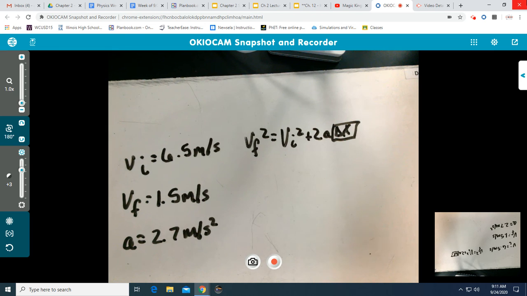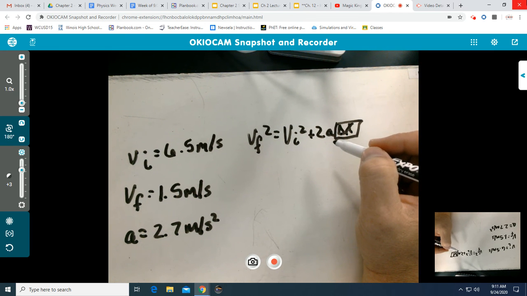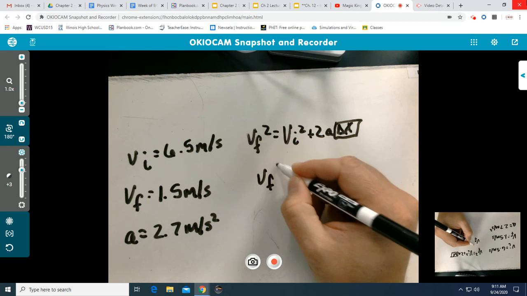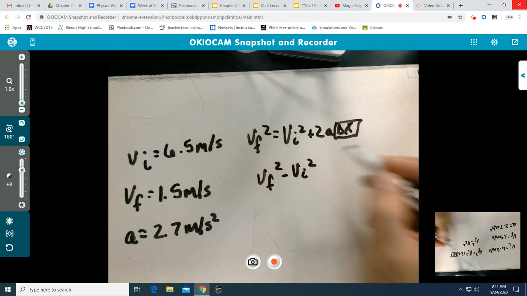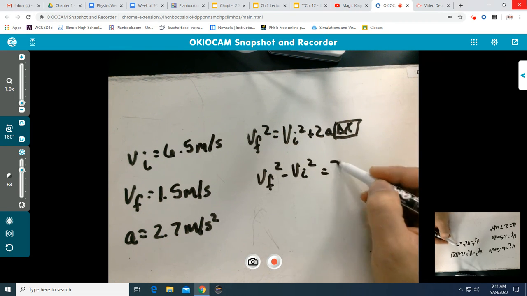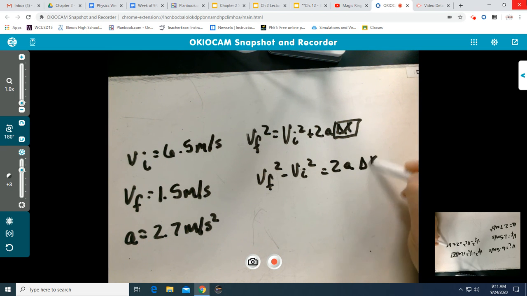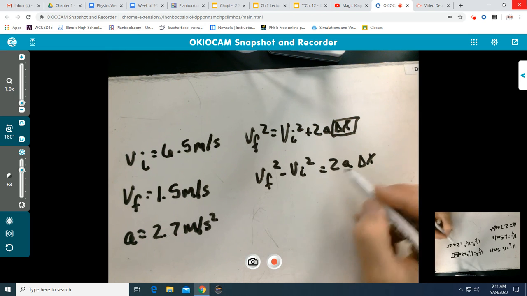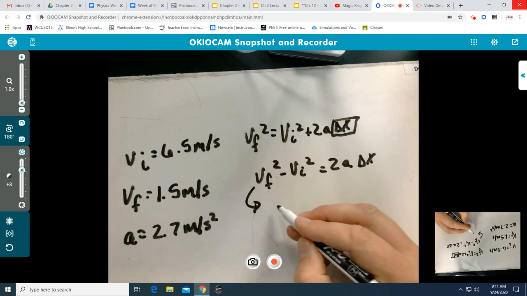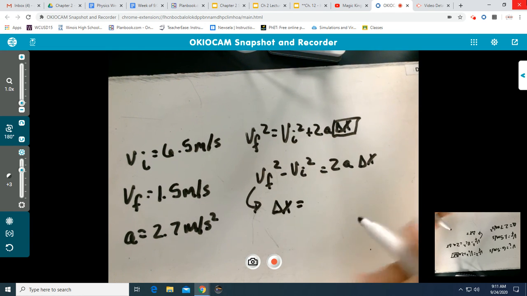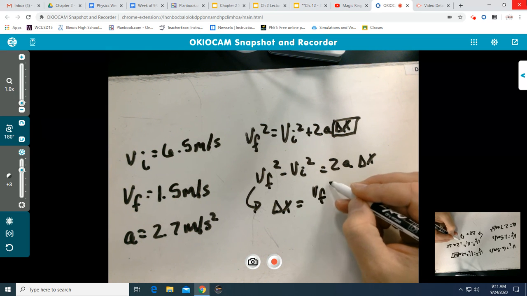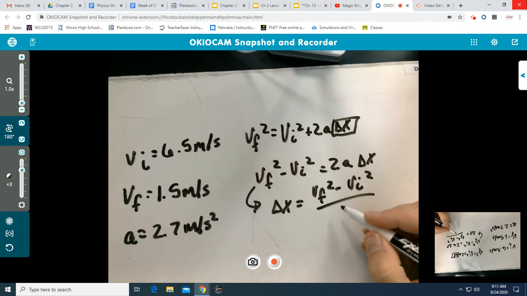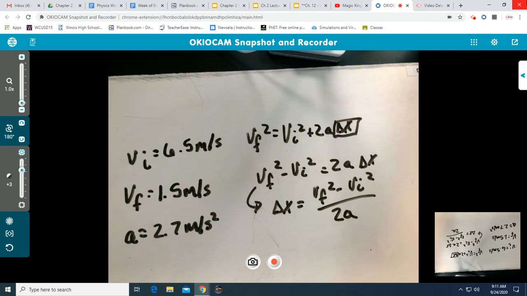So how do you want to do this? What's the first step you want to do? Okay, subtract VI squared. So you're going to get VF squared minus VI squared equal to 2A delta X. What next? Divided by 2A. So then we get delta X. Sorry, I like writing my single stuff on the left-hand side. VF squared minus VI squared is going to be equal to 2A.